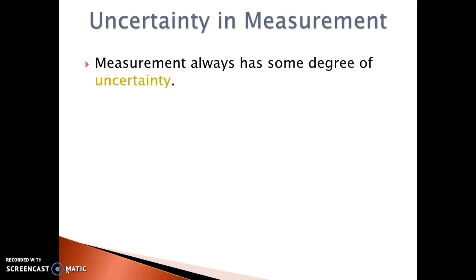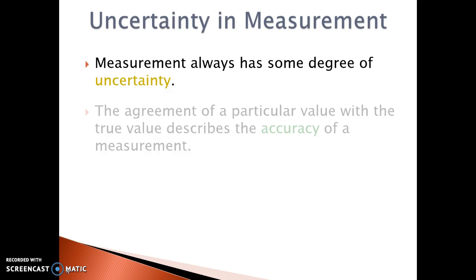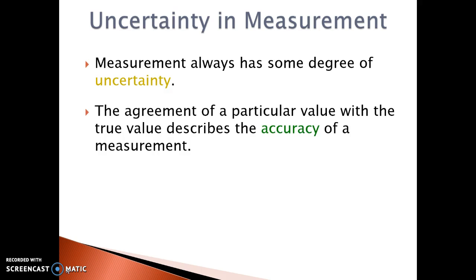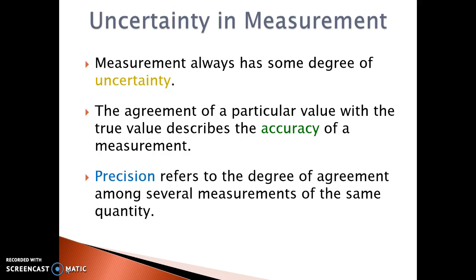All measurements have some degree of uncertainty, which brings up the concepts of accuracy and precision. The agreement of a particular value with the true value describes the accuracy. Another way of looking at accuracy is how correct the measurement is. This accuracy depends on the quality of the measuring device being used. Precision, on the other hand, refers to the degree of agreement among several measurements of the same quantity. So it's the reproducibility of measurements and depends on the skill of the person making the measurement.